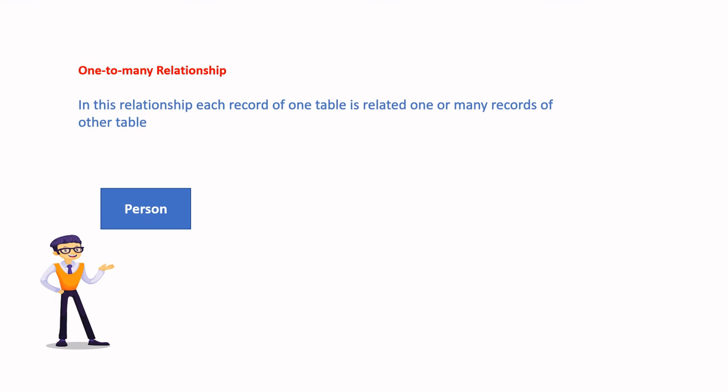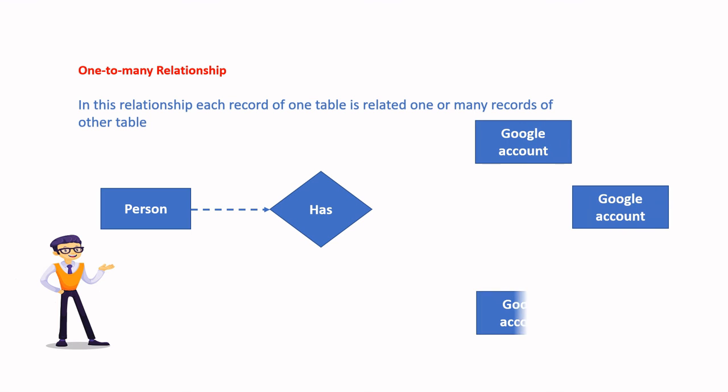The second one is the one-to-many relationship. In this relationship, each record of one table is related to one or many records of the other table. For an example, think of a person and a Google account. A person can have many Google accounts, but one Google account can have only one person.